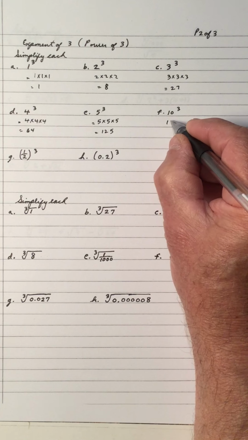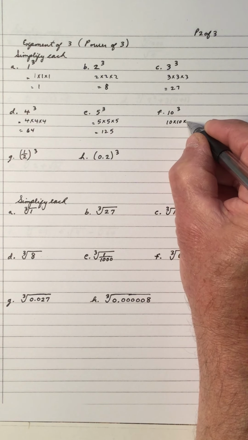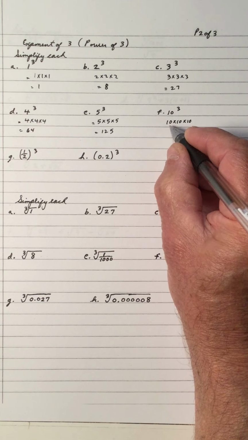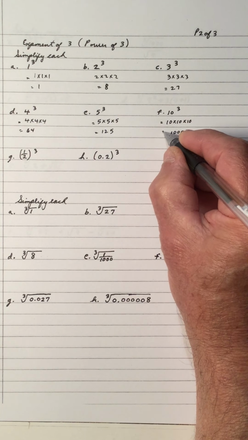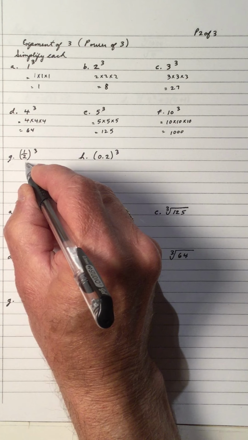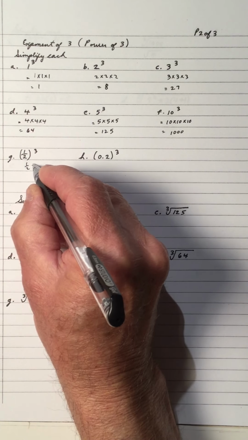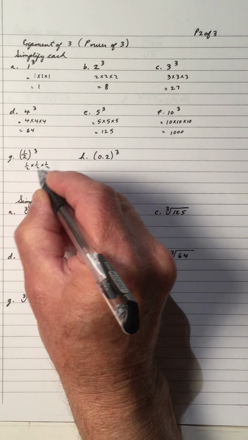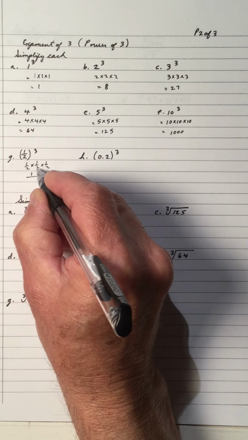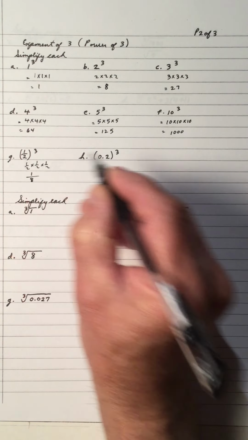So 10 cubed is 10 times 10 times 10. So that's 100 times 10 is 1,000. 3 zeros. A half cubed is 1/2 times 1/2 times 1/2. 1 times 1 times 1 is 1. 2 times 2 times 2 is 8.